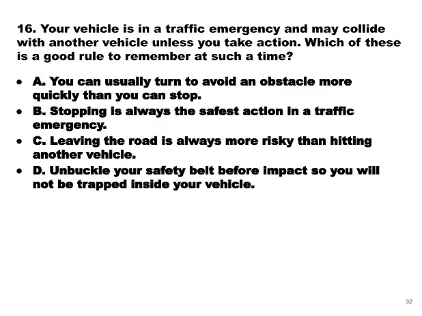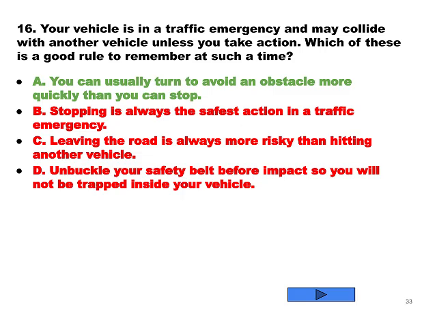Your vehicle is in a traffic emergency and may collide with another vehicle unless you take action. Which of these is a good rule to remember at such a time? A. You can usually turn to avoid an obstacle more quickly than you can stop. B. Stopping is always the safest action in a traffic emergency. C. Leaving the road is always more risky than hitting another vehicle. Or D. Unbuckle your safety belt before you impact so that you will not be trapped inside your vehicle. The answer is A. You can usually turn to avoid an obstacle more quickly than you can stop.